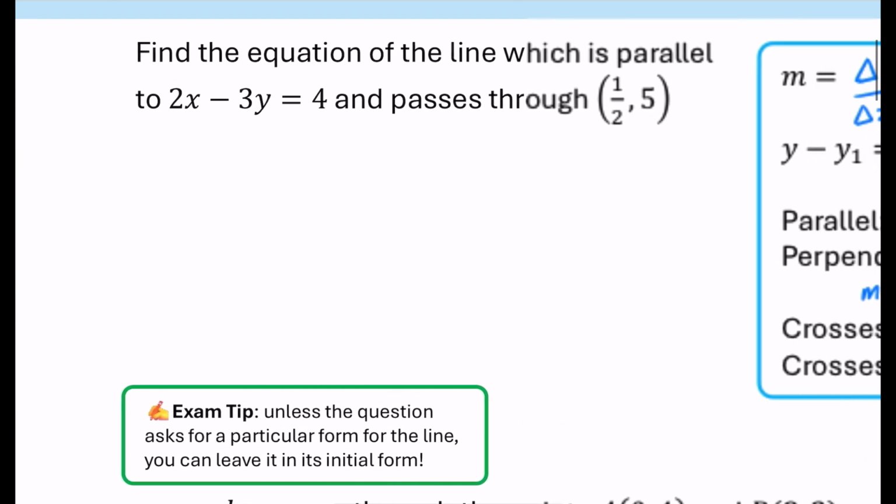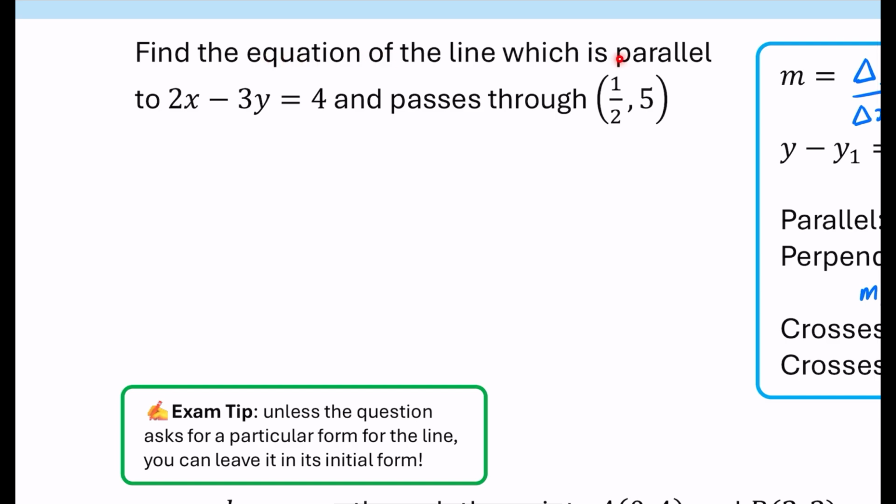Okay, next one that we've got, it says find the equation of the line which is parallel to this one and it passes through this coordinate. And I will talk about this exam tip in just a second. So we need it to be parallel to this line. I think I need to start off by finding the gradient of that, which means let's make y the subject.